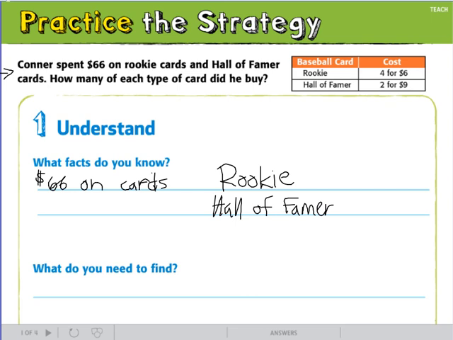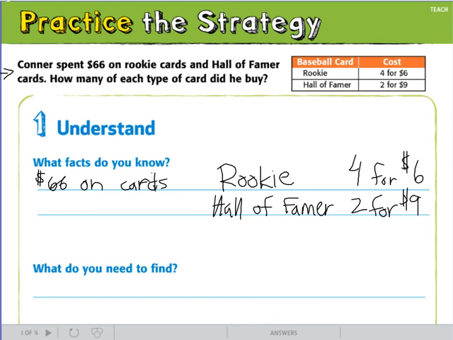What did they tell us? 4 of these rookie cards are $6. And the Hall of Fame card, 2 of them are $9.